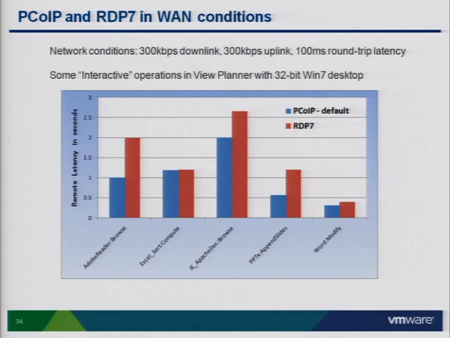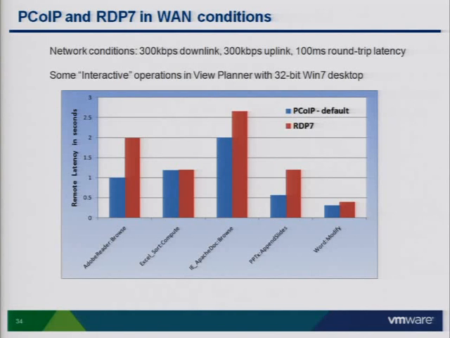By using View Planner remote mode, you can compare protocol performance under different network conditions. Here we have compared PCoIP and RDP 7 with the help of View Planner. Again, we have used all apps of View Planner, with a 20-second think time, and this is with a Windows 7 32-bit guest. OK, now let's look at the chart. On the y-axis, we have remote latency in seconds, and we have picked some of the interactive operations in View Planner on the x-axis.